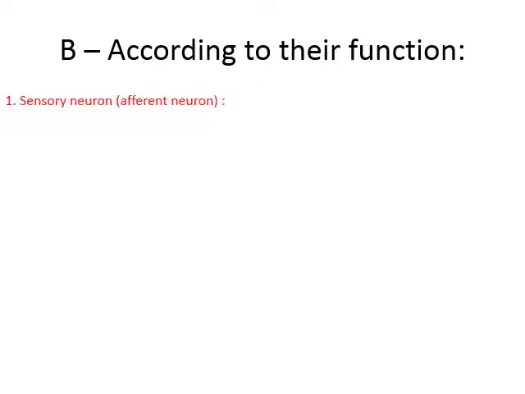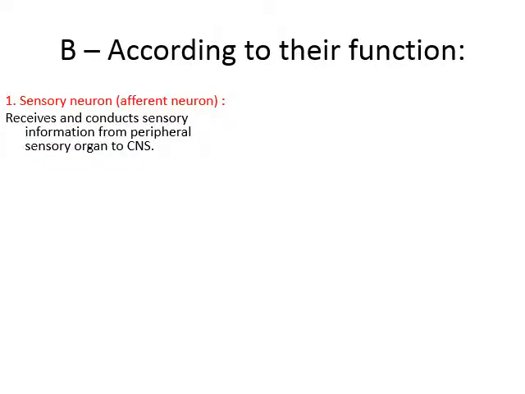According to their function, we have three types. As I said before, we have sensory neurons, called afferent neurons, that receive and conduct sensory information from the peripheral sensory organ toward the CNS, which is the central nervous system. The associative neuron is called the interneuron.